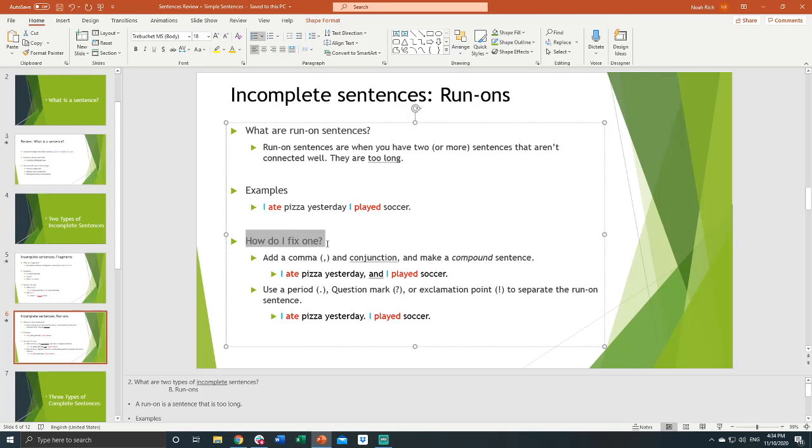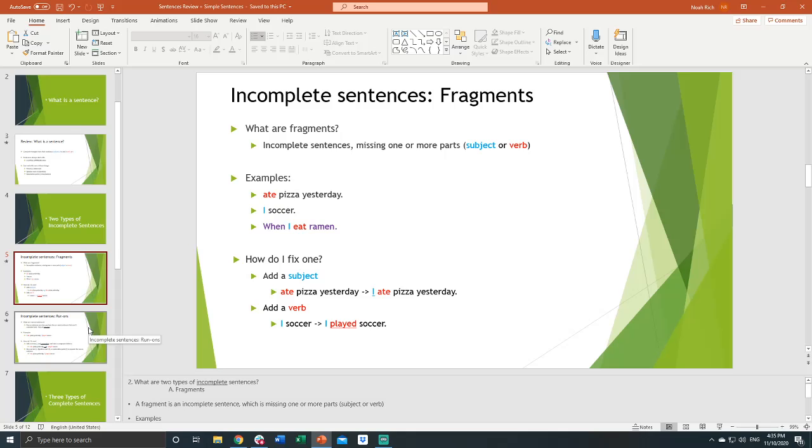And how can we fix a run-on sentence? Well, we can add a comma and a conjunction, like the word "and," to make it a compound sentence. So: I ate pizza yesterday, and I played soccer. Or you can use a period, question mark, or exclamation point to make two simple sentences like this: I ate pizza yesterday. I played soccer. So these are our two types of incomplete sentences.